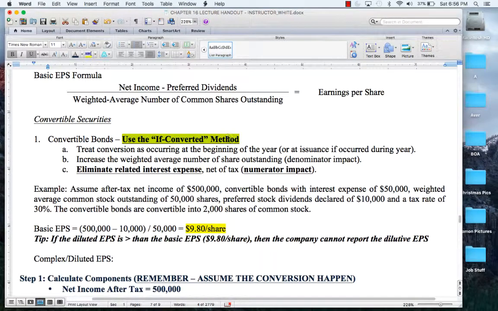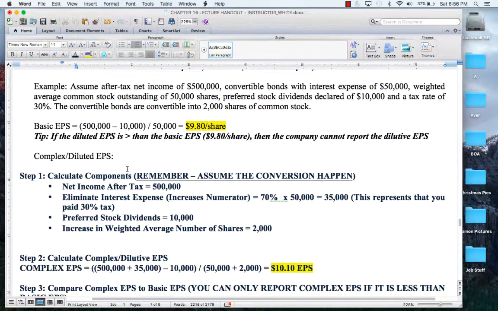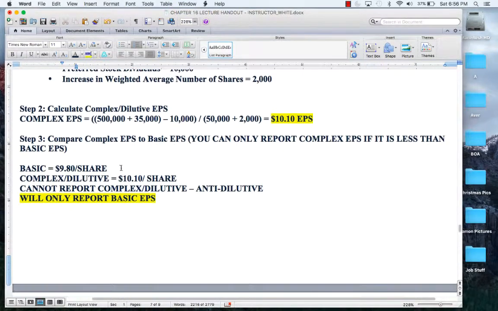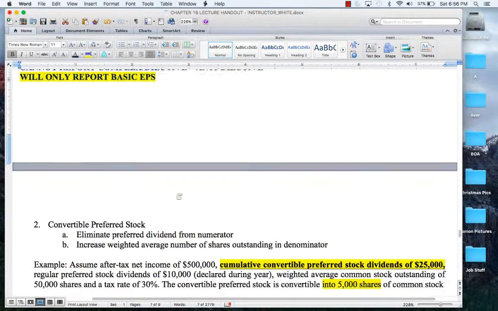Use the if converted method. This essentially means assume that it happens at the beginning of the year. Assume that it occurred regardless of what the fact pattern says if it did or did not. Make sure you understand how the conversion for convertible bonds impacts the numerator and the denominator of the EPS calculation. And make sure you remember that you can only report dilutive EPS if it is less than the basic EPS.